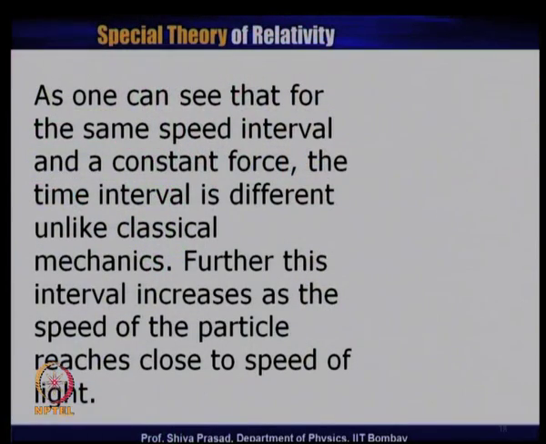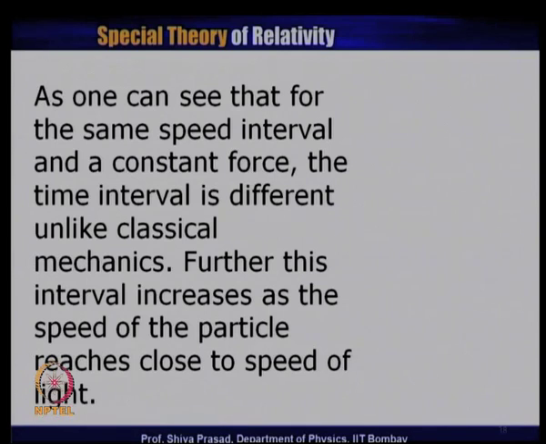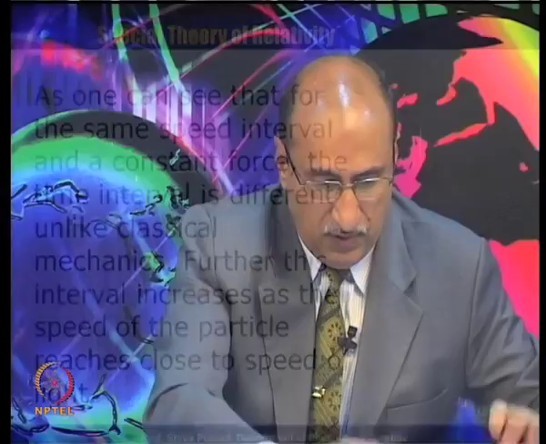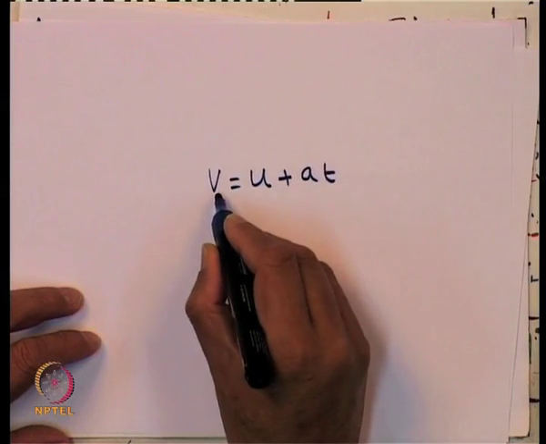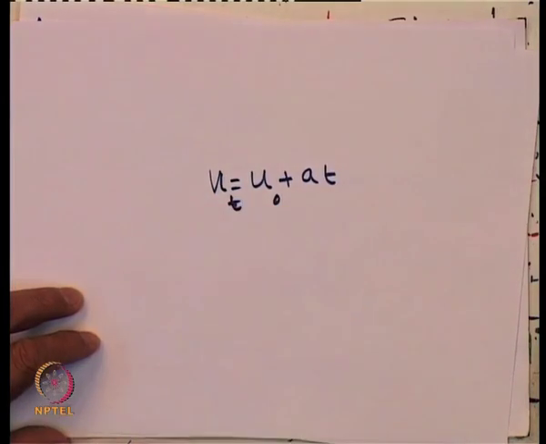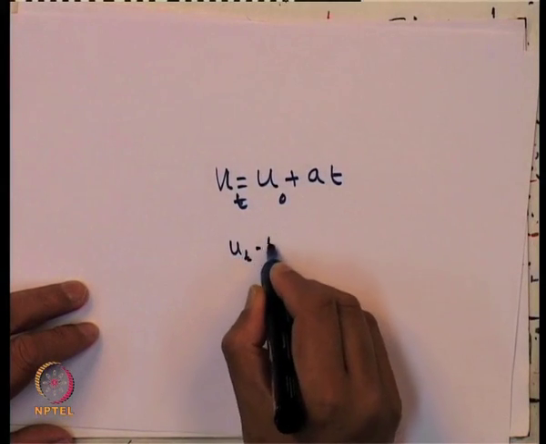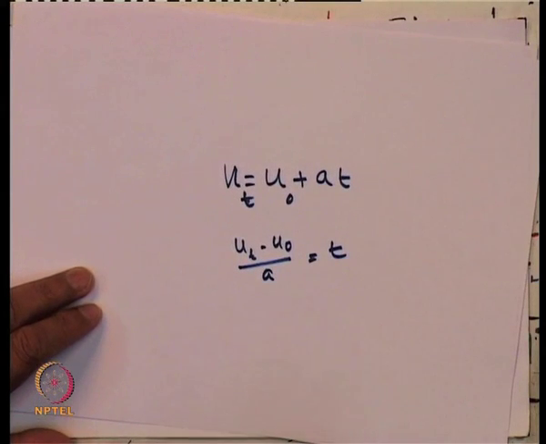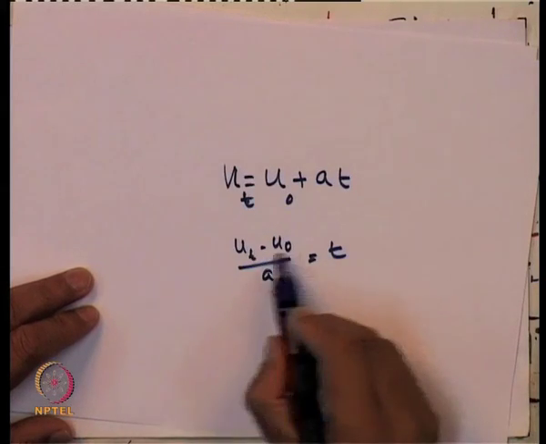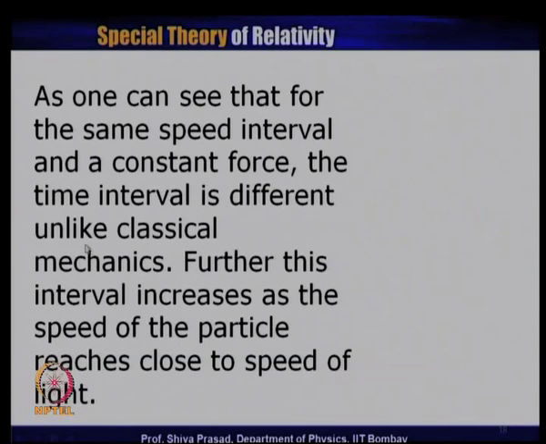So, this is what we have said. As one can see, for the same speed interval and a constant force, the time interval is different, unlike classical mechanics. In classical mechanics, if you remember, this was a standard expression in a kinematic equation. Of course, we write v is equal to u plus a t, where v used to be the final speed. This I will call u t equals u naught plus a t, using our nomenclature. So, u t minus u naught divided by a will be the time, and this a will always be constant in classical mechanics if the force is constant, because mass remains constant in that case anyway. Therefore, the same velocity interval will be covered in the same time, while here it does not happen. That is what I have said, that the time interval is different, unlike classical mechanics. Further, this interval increases as the speed of the particle gets close to the speed of light.